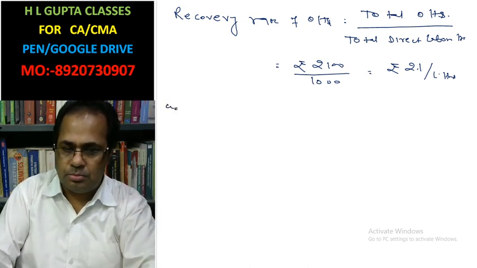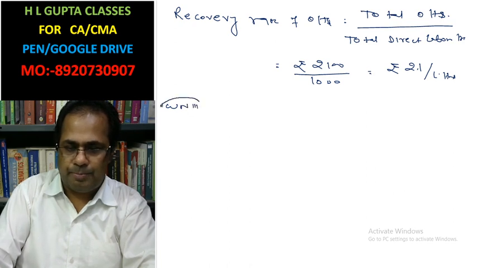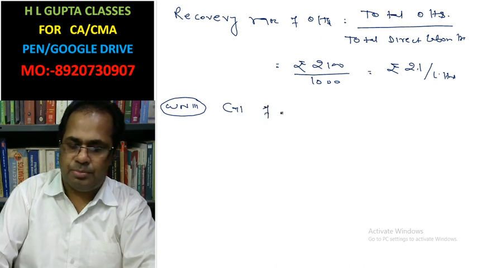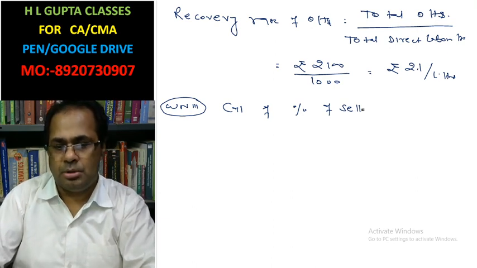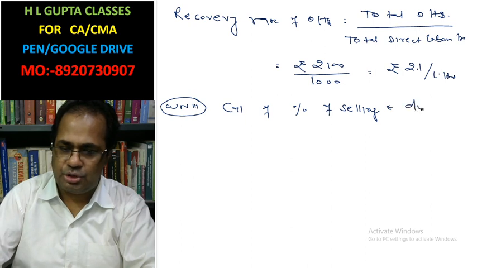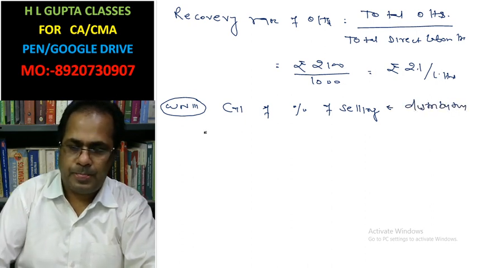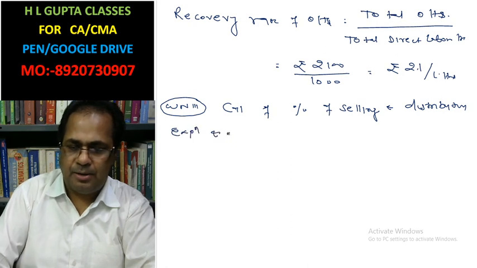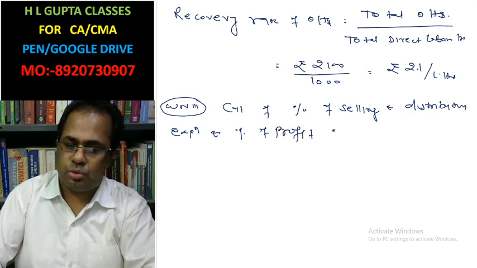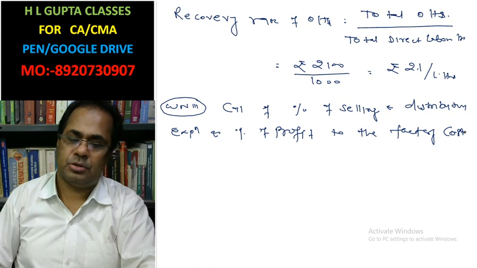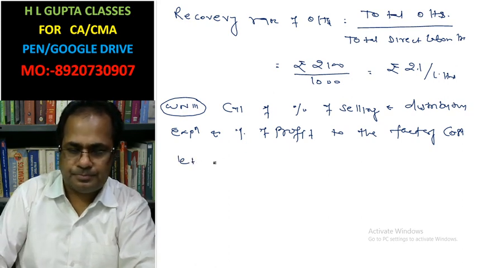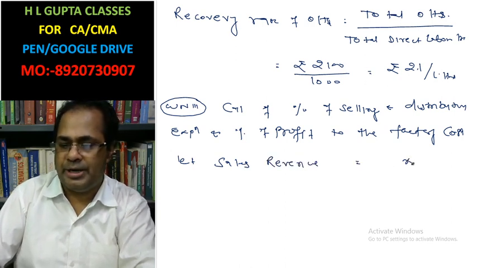Okay. Working note 3. Calculation of percentage of selling and distribution expenses, and percentage of profit to the factory cost. Let sales revenue equal X.